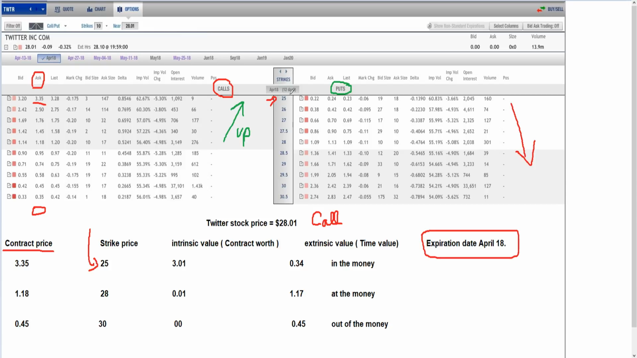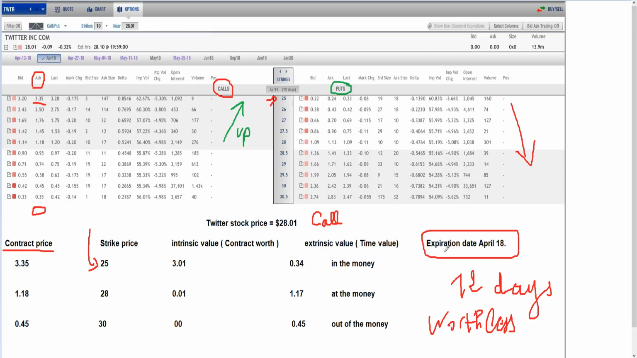Now, what is the most important thing after that is the expiration date. It says here the expiration date is the 18th of April, and what is left is 12 days. What does this expiration date mean? Understand that if you leave your contract after 12 days and you don't sell it, it will be worthless. It should have no value at all. It will be 0. So if you buy it, you should sell it before the expiration date. This is the most important thing.